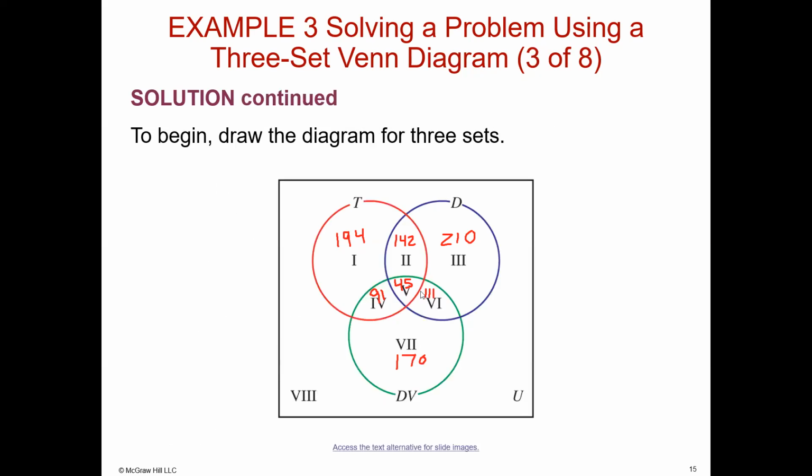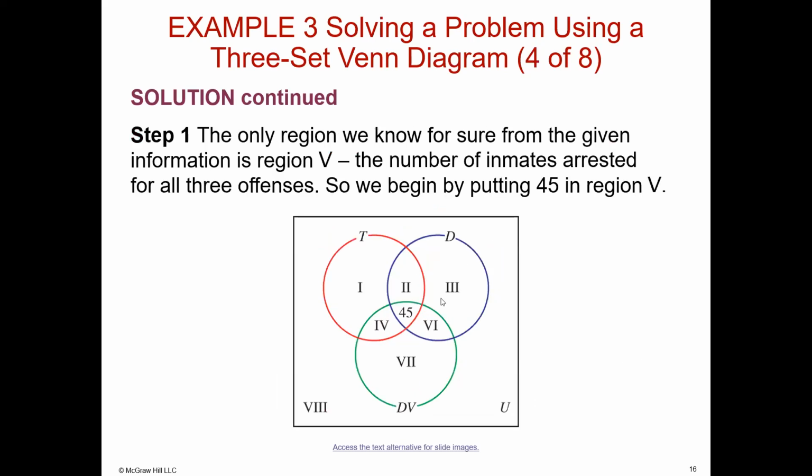Did we subtract those numbers from the 300? We forgot to do subtractions. So I don't think we have any choice but to start all over again. But this time we'll do it correctly. Look at how many people had all three convictions. There were 45. Do you agree? Yes. That's region 5. We had that correct.